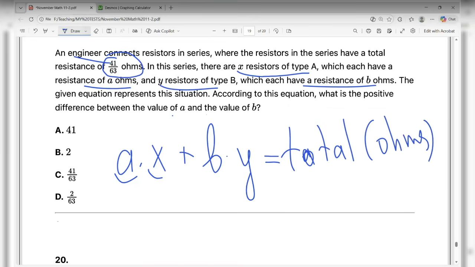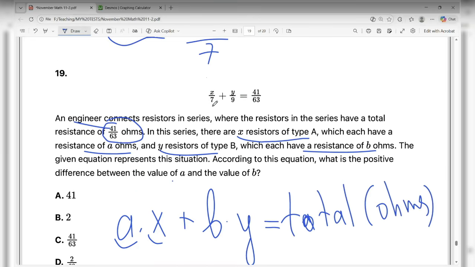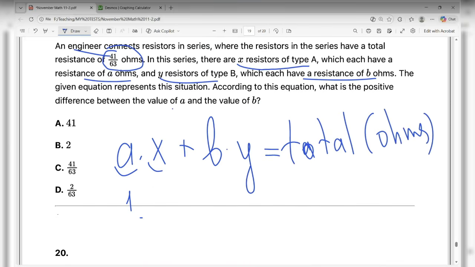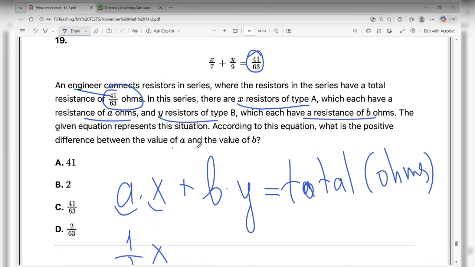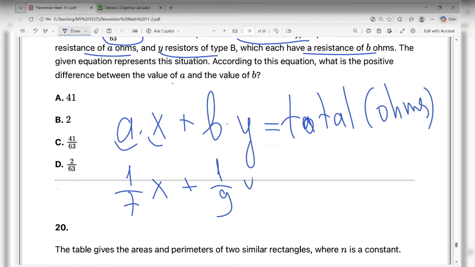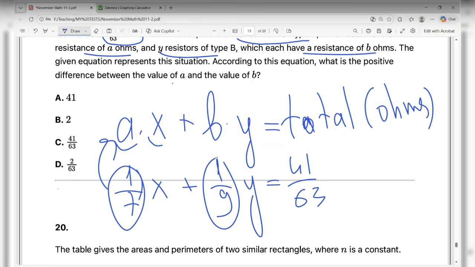Just to compare with the given equation, it is x over 7, y over 9, 41 over 63, which is the total ohms. And you can write this equation 1 over 7x as in the coefficient of x plus 1 over 9y equals 41 over 63. So the value of a is 1 over 7, the value of b is 1 over 9. Question is asking to find the difference between them.